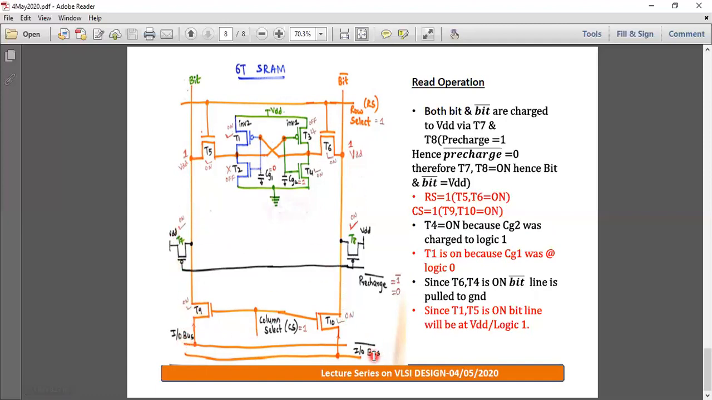These values will be available on bus because T9 and T10 transistors are on. So output bus will be at logic 1, output bar bus will be at logic 0. So data stored in the memory cell is retrieved by making row select 1, column select 1.